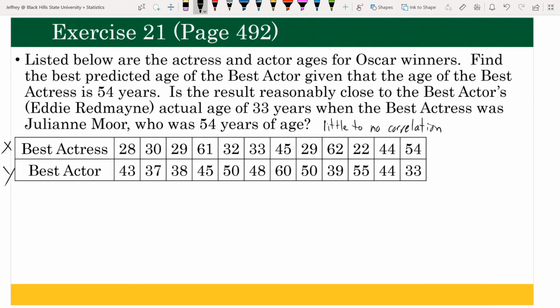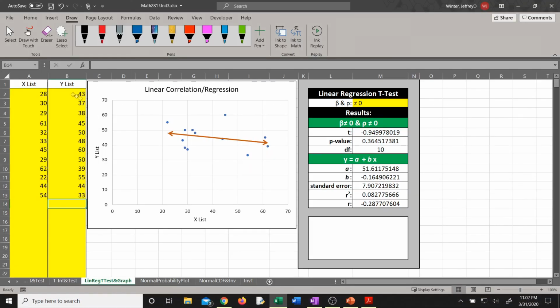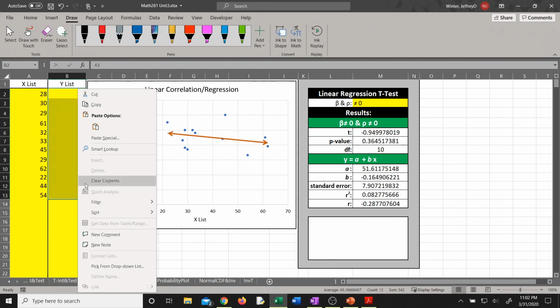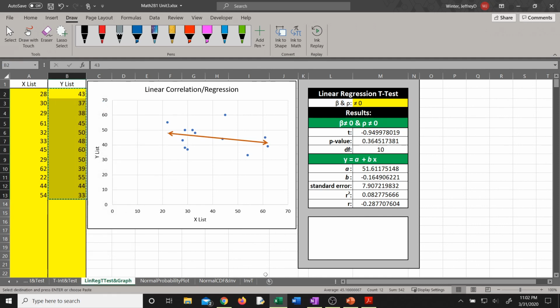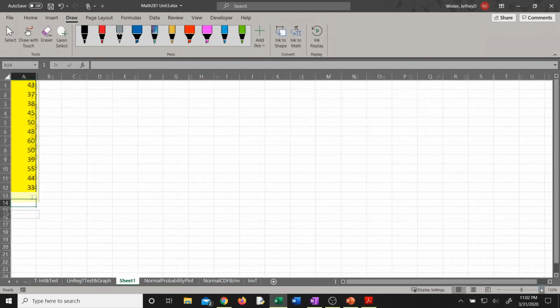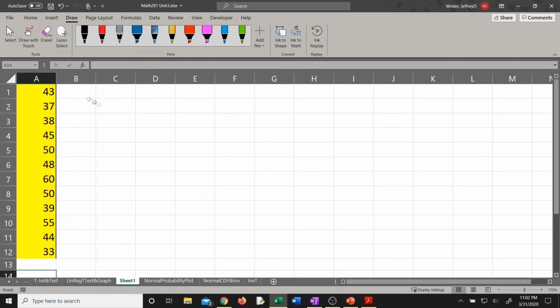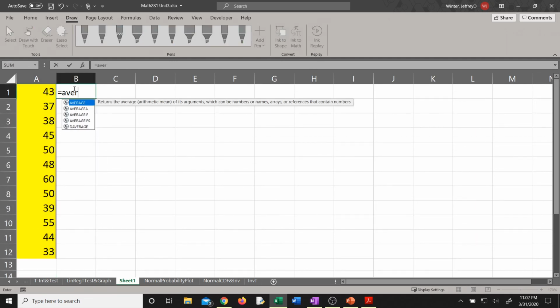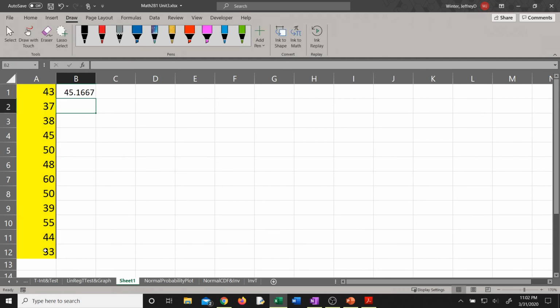What we'd actually want to do instead is to just use y bar. Well, what is y bar? That's a very good question. So what is y bar? We just need to find the average of these. So I paste those into a list. Let me zoom in so you can see what I'm actually typing here. I'm going to type in equals average, and I'm going to select all of those points. And that is my y bar.